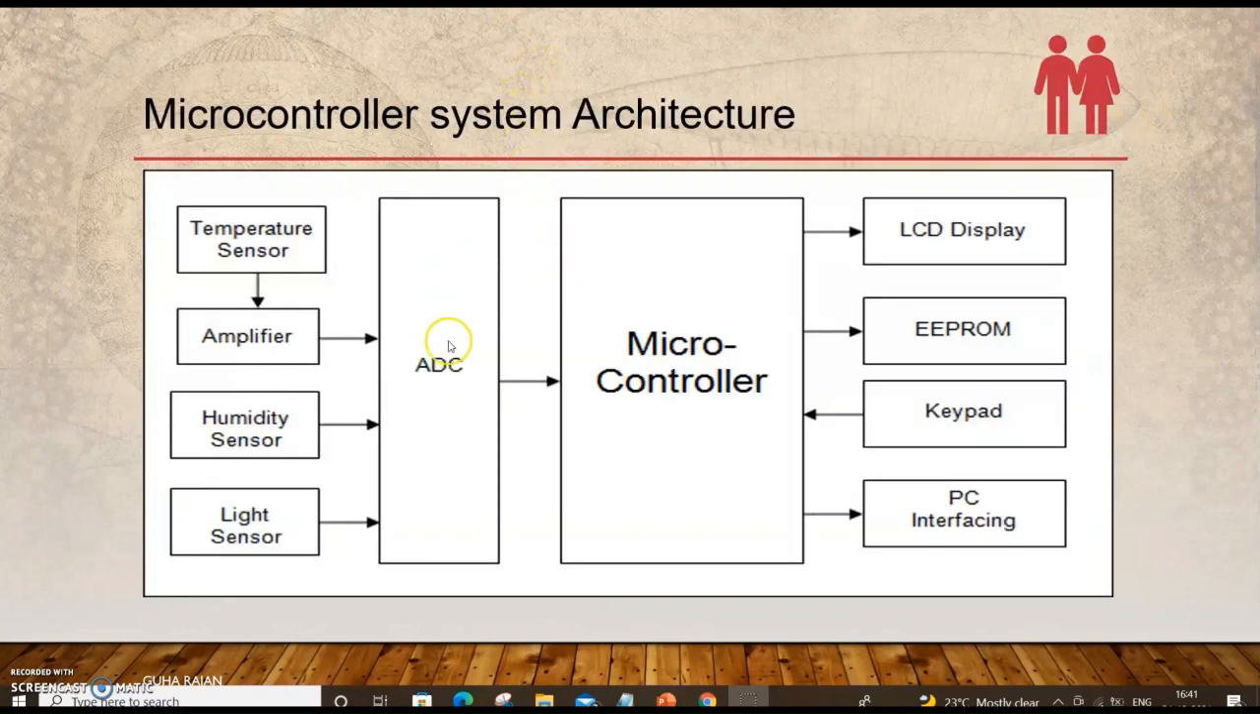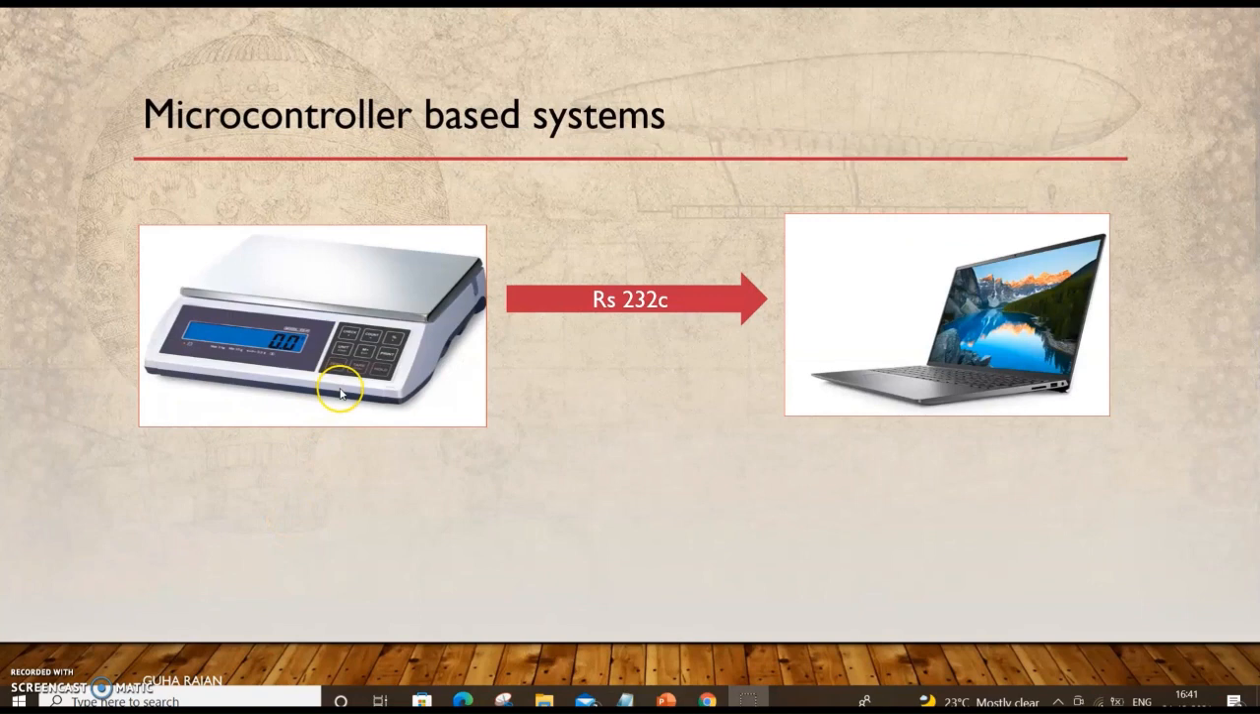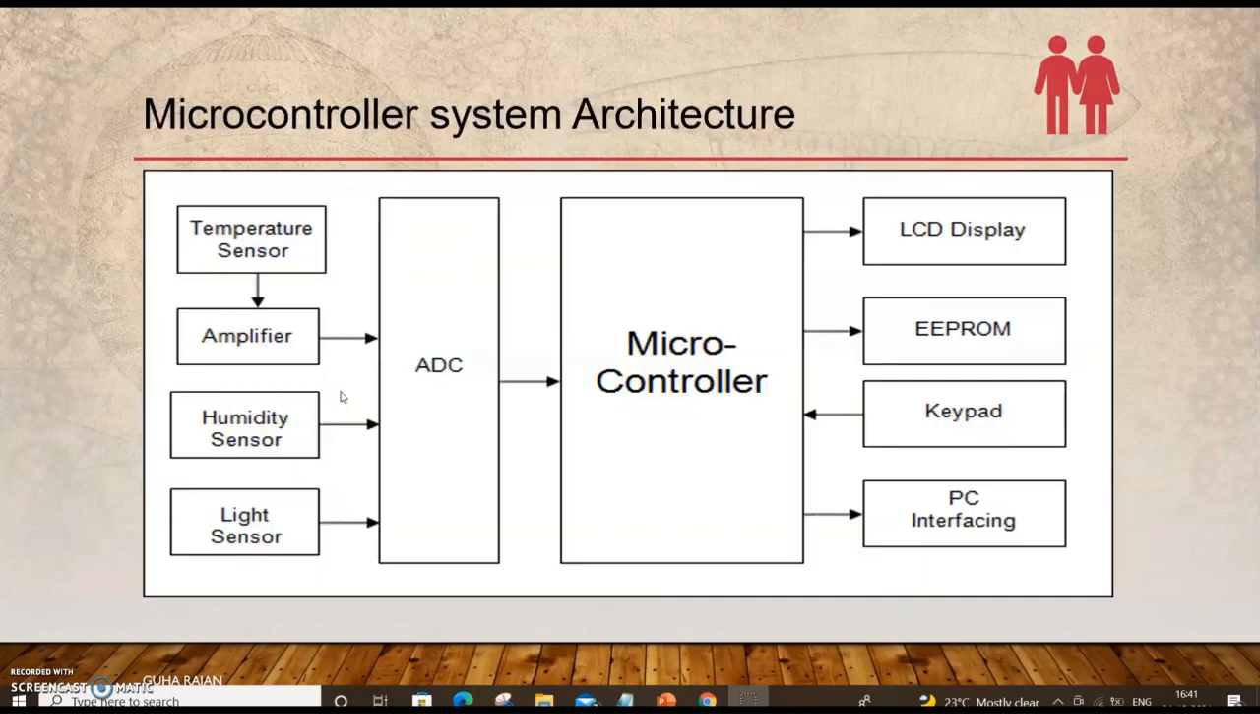So if you look at it, these are called sensing devices, maybe a temperature sensor, or a humidity sensor, or in case you're using a digital weighing balance, there's a weight sensor inside it which will send the signals to the analog to digital converter. Why we require an analog to digital converter is that a computer can read only zeros and ones.